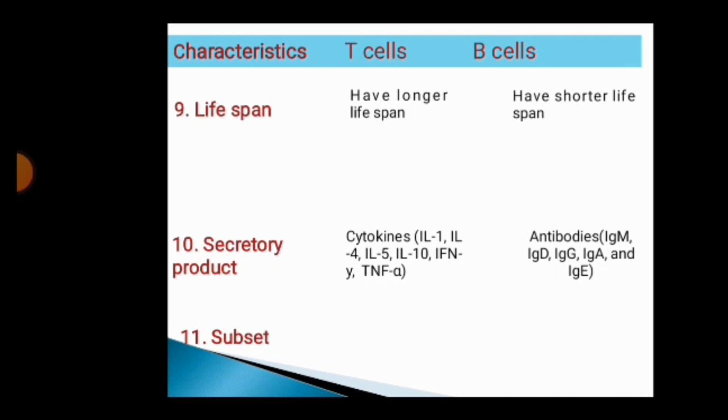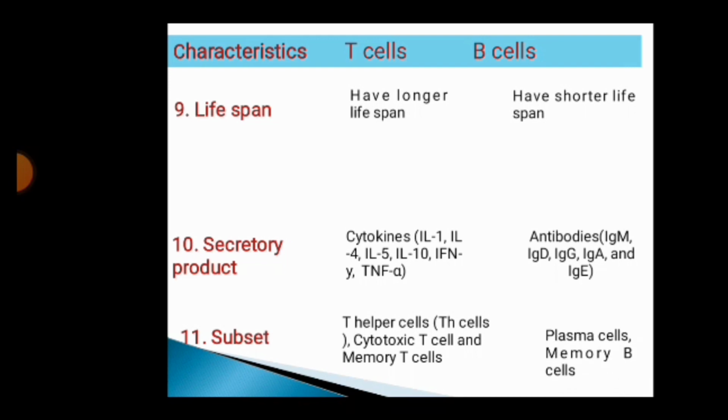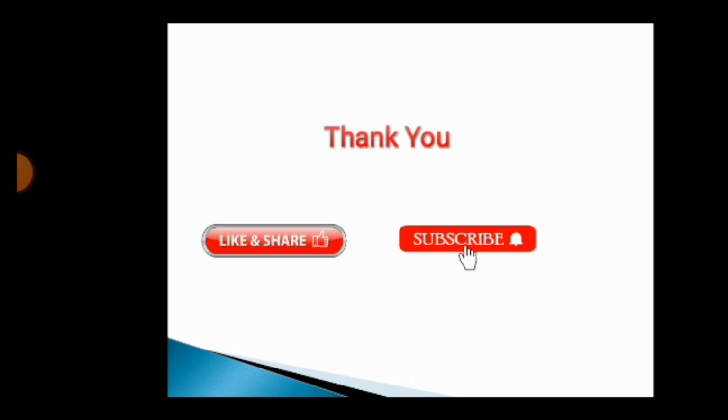Now the subset. For T cells, the subsets are T helper cells, that is Th cells, cytotoxic T cells, and memory T cells. Whereas the subsets for B cells are plasma cells and memory B cells. Now these are all the differences and similarities between T cells and B cells.